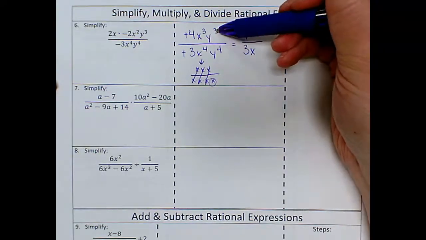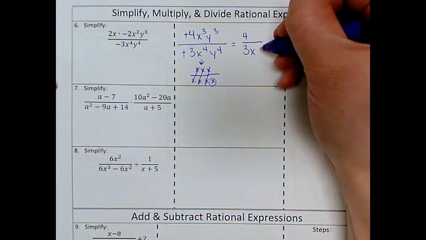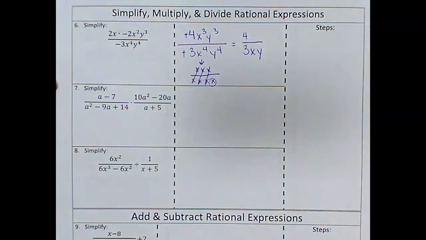Same thing here. If you have y cubed on the top and y to the 4th power on the bottom, they all cancel out except for a single y that's left over on the bottom.